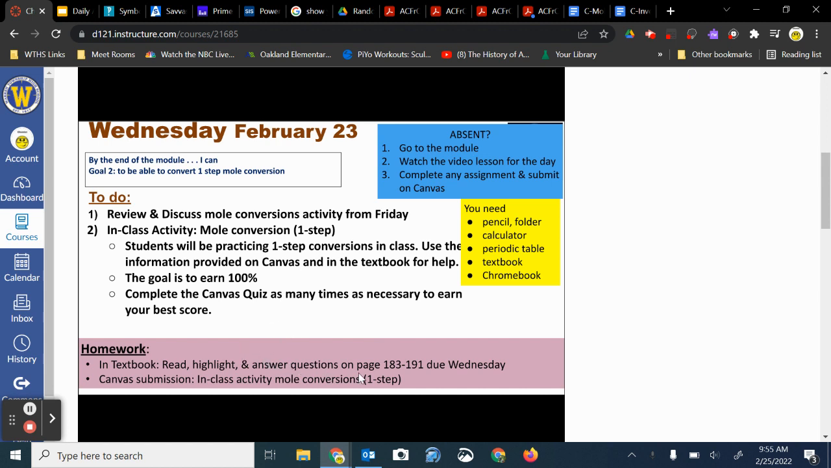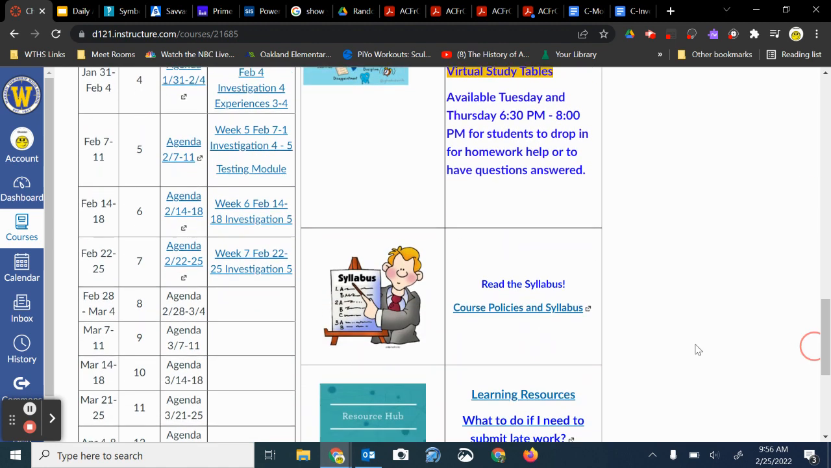So homework, read and highlight pages 183 to 191. Try to have this done. This was our assignment for Friday, so we wanted it done today, but keep reading it. And then in class, you'll be submitting the conversion assignment. So let's take a look at the module for the week.